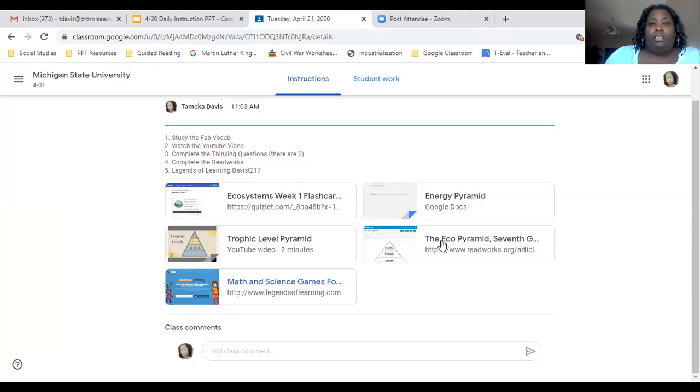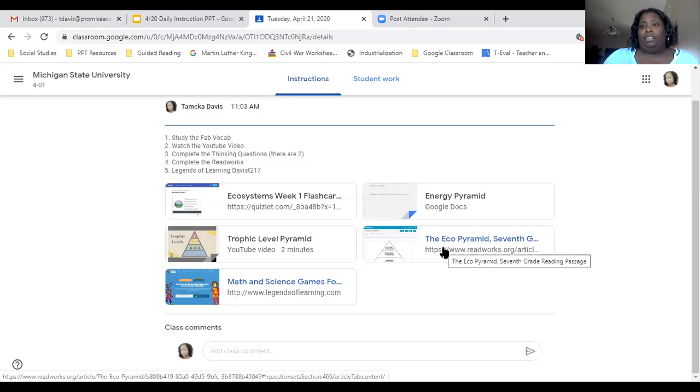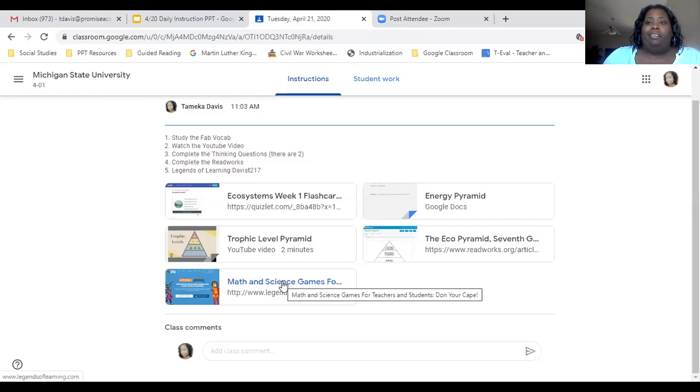Then we're going to complete the ReadWorks. It's a short passage with the energy pyramid already embedded. And then after that, we're going to go to the games. And there are two games there. The first game is to sustain an ecosystem. So you're going to have producers that you're going to have to create. You're going to be given points and you have to buy producers and put them in your valley, your ecosystem.